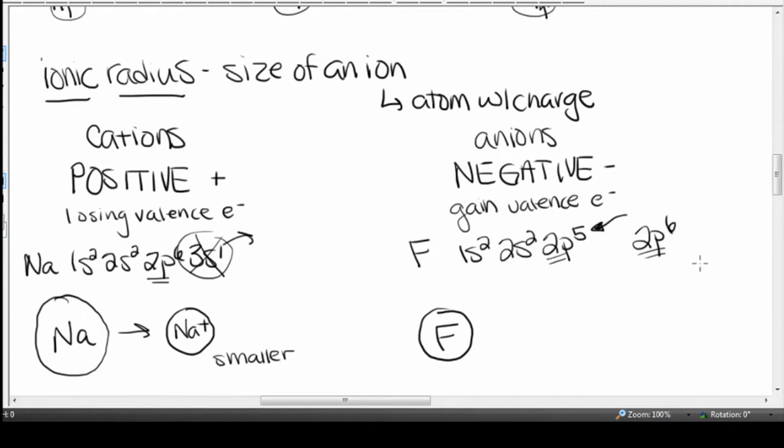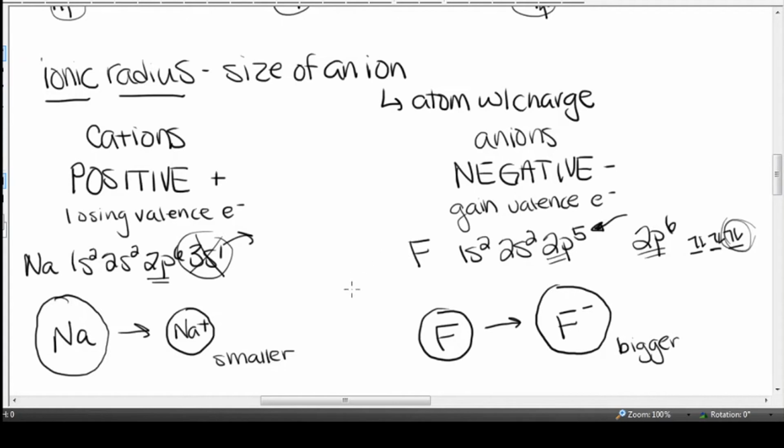But remember, electrons repel each other. If we were looking at the orbital diagram here, we would be talking not about 5 valence electrons anymore. Now we would be talking about an additional electron in that orbital. That's going to cause the electrons to repel each other more than they did before. So the radius is going to get a little bit bigger. So when things get negatively charged, they become slightly bigger. So all I expect you to know about ions is that when they're positively charged, they are smaller, and when they're negatively charged, they are bigger.